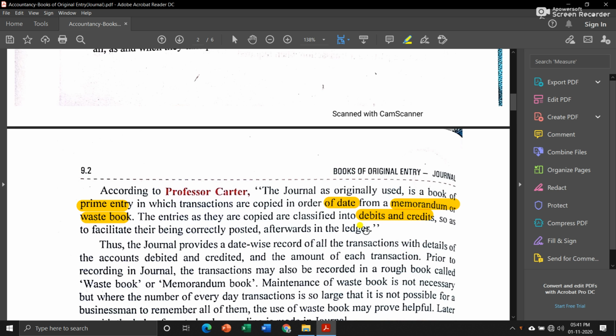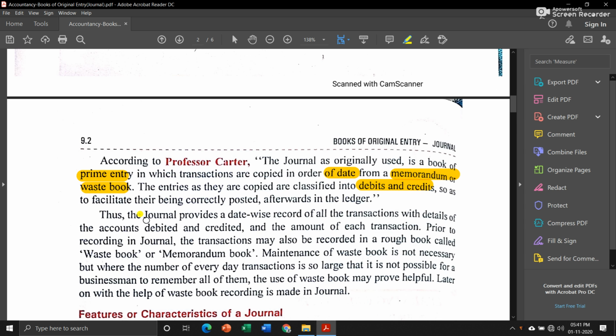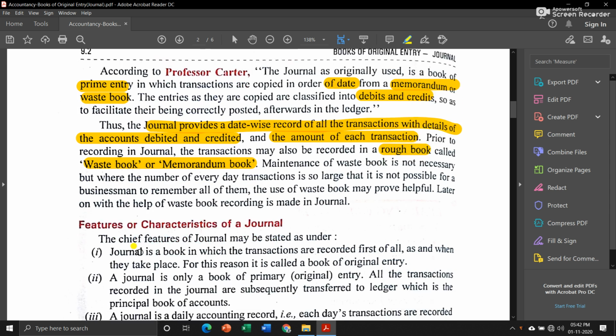In short, or in other words, you can say that journal provides a date-wise record of all the transactions with details of the accounts debited and credited. Means journal will give you information on which account was debited and which account was credited, and the amount of each transaction, means how much money was involved. Prior to recording in journal, the transaction may also be recorded in a rough book called waste book or memorandum book, but it is not that important because mainly we focus on journal or sub-journals.